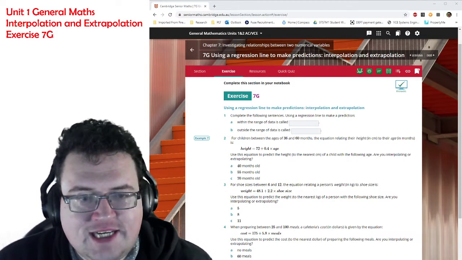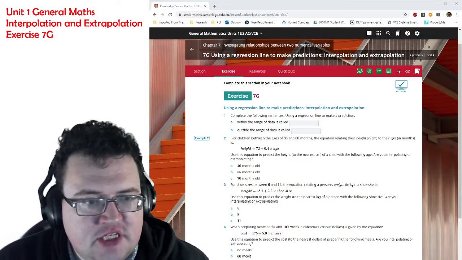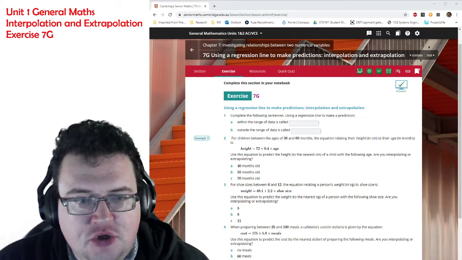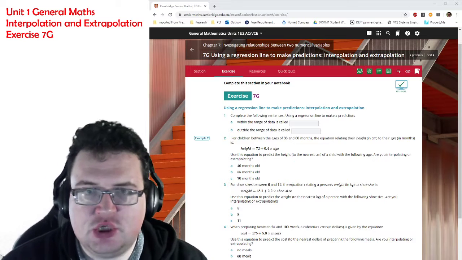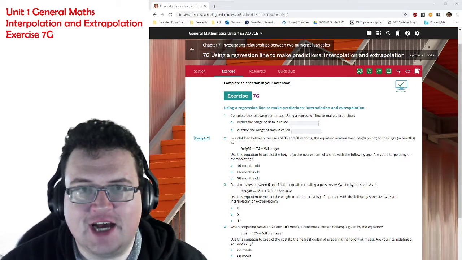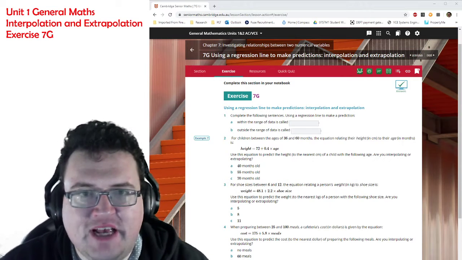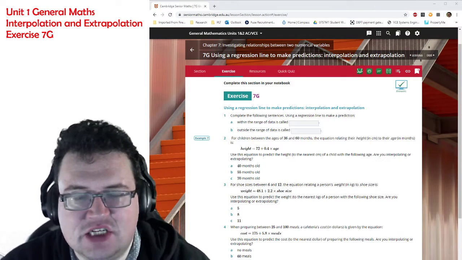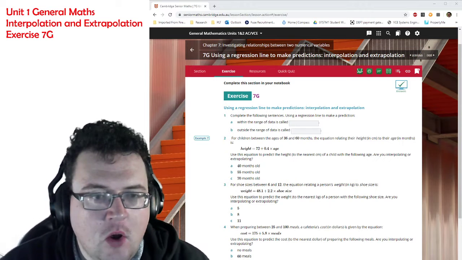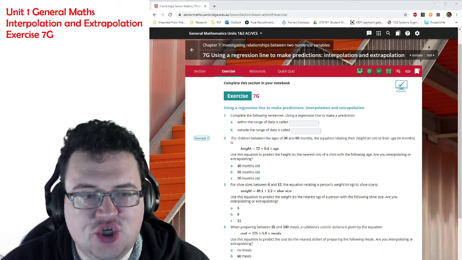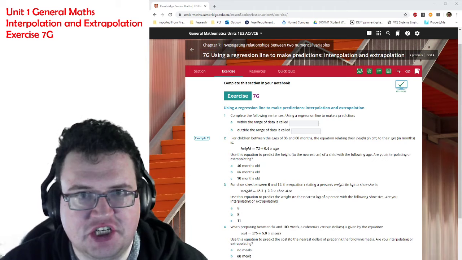What we are looking at today is 7G from the textbook. Last class, you used your CAS calculators to take a series of data and create an equation, also known as a line of best fit or least squares regression line. What we are going to do today is use that line to make predictions.